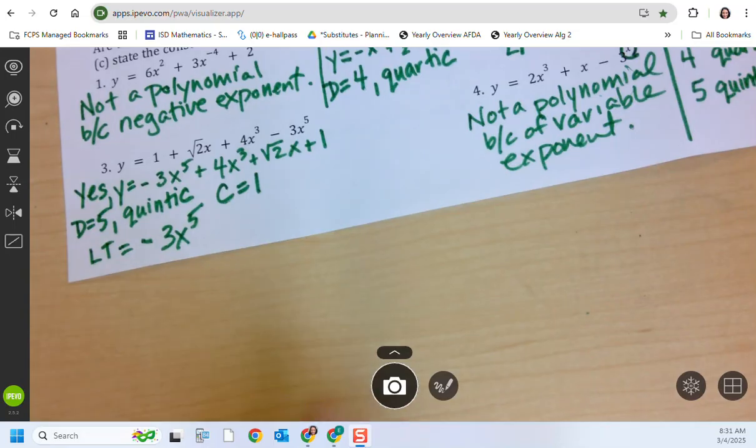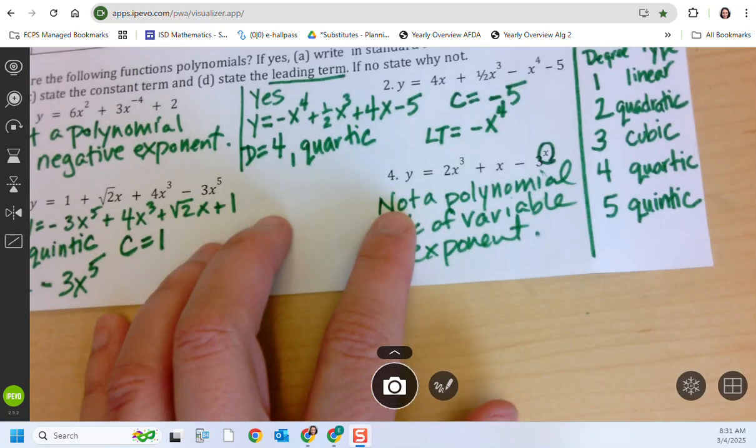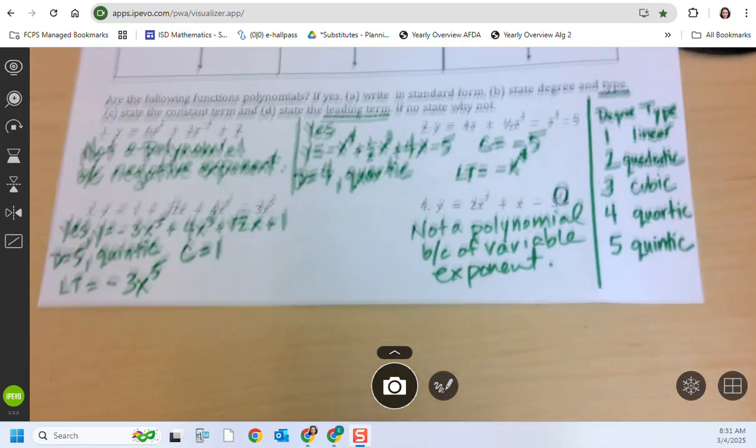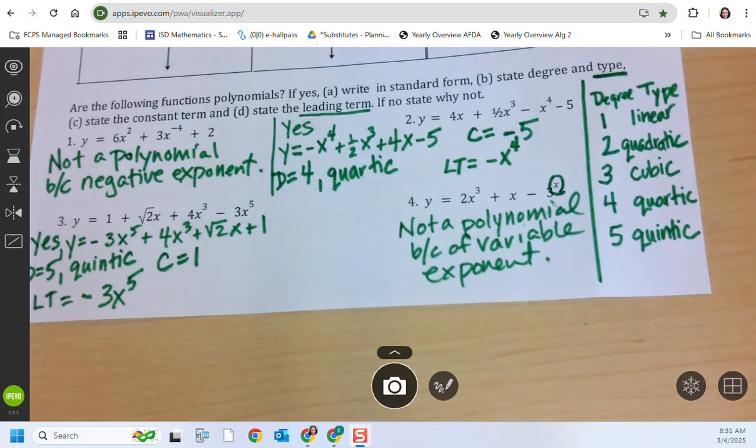Okay, I'm just going to show those degree types again for people who came in late, and we'll start on the back in just a minute. Oh yeah, we have to go over the graphs. My bad. We still have to do the graphs.